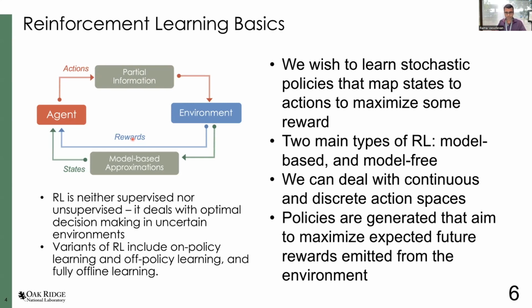And so today I'm going to mainly focus on those stochastic policies rather than deterministic policies, although I will touch on that in one of our examples. We can deal with continuous and discrete action spaces. For example, in games, often you only have a discrete action space, like in the old Atari games where you can move left, right, up, or down. And so this is a discrete action. However, there are also continuous actions, right? Depending on, for example, what velocity you want to go if you're driving a car, that's a continuous action. And we can deal with both of those. We can even deal with combined discrete and continuous action spaces in reinforcement learning. And as I mentioned before, policies are generated that aim to maximize the expected future rewards that are emitted from the environment. Okay.